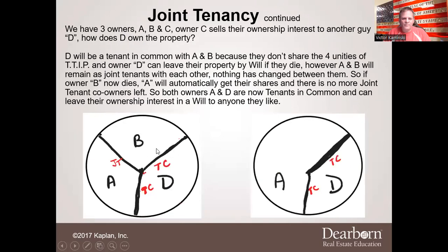So now if B dies, A and B were still joint tenants with each other. D was a tenant in common with each of them. A will inherit all of B's interests. So now A will be a 2/3 owner and D will be 1/3. And there's no more joint tenancy. They're both tenants in common with each other now. And now A or D can leave their shares in a will to their heirs. Okay.